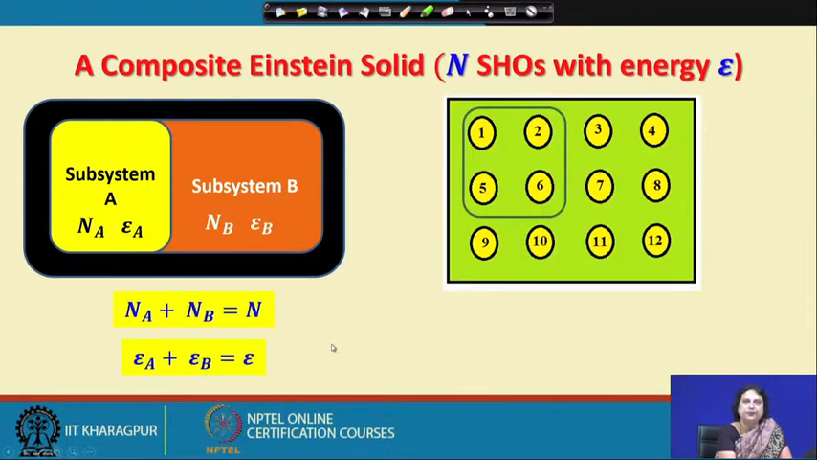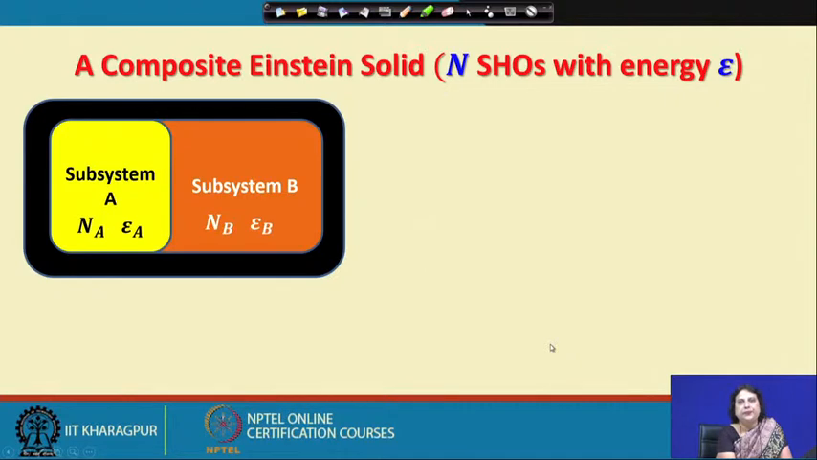available to the system. Pictorially, if I consider the example that I have already taken, I have just picked up these 4 oscillators and put them in subsystem A, and the rest of the 8 oscillators that I can see here now belong to subsystem B. So, in this case N A is equal to 4 and N B is equal to 8.